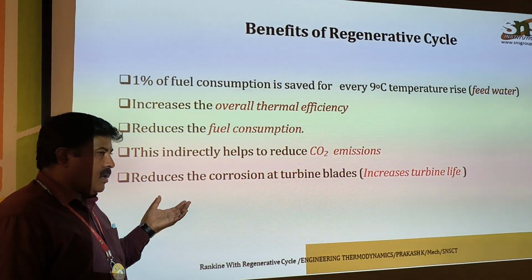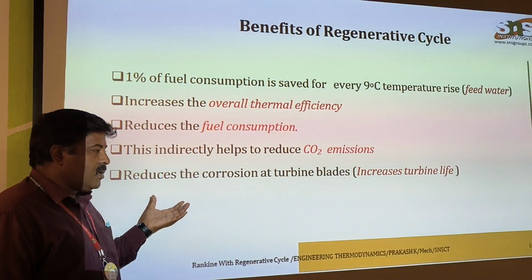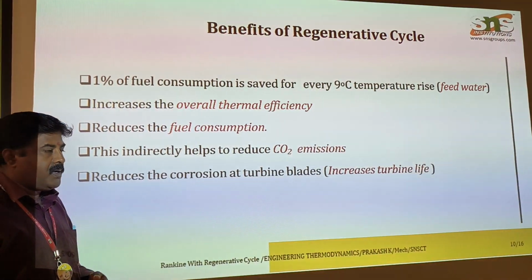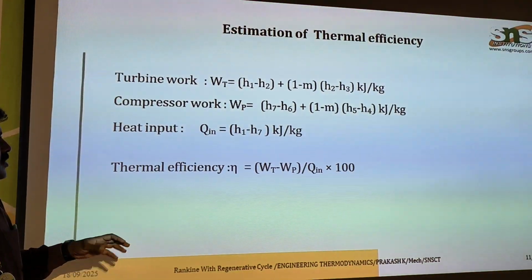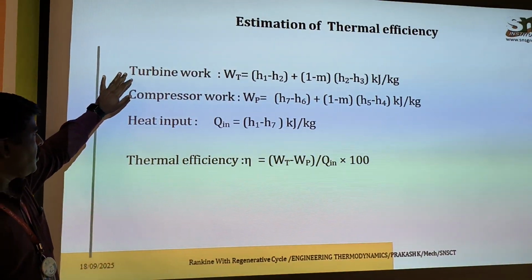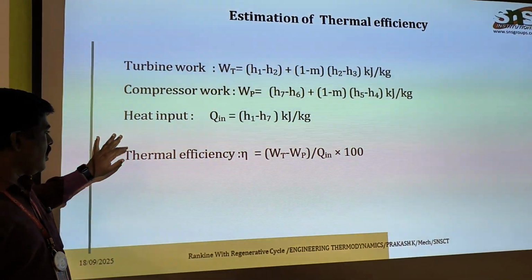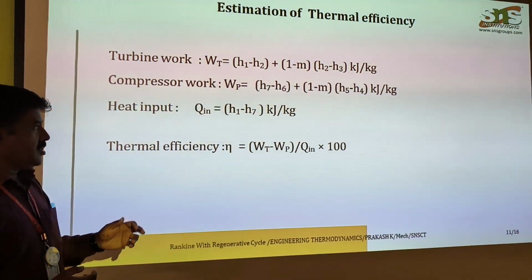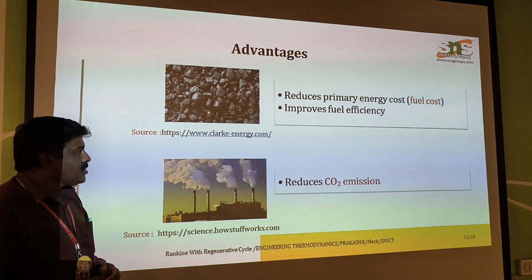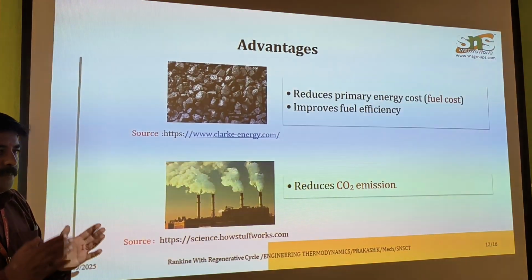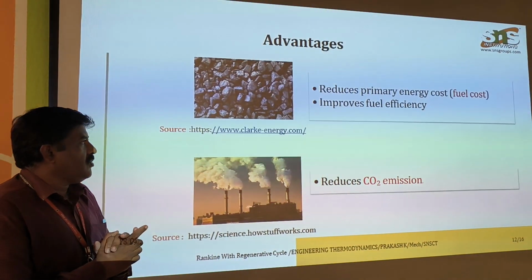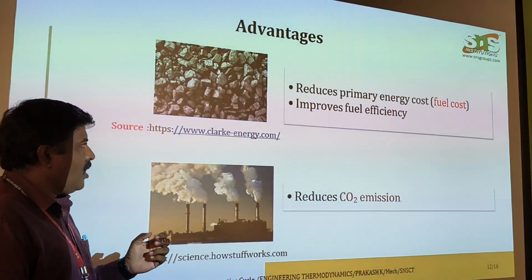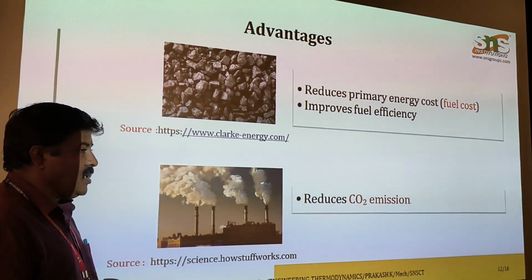And then as the water is getting heated, the corrosion of the turbine blades will not take place. So it increases turbine life. These are some of the things. And we can calculate the turbine work, compressor work, heat input and thermal efficiency based on the enthalpy in the various stages. And some advantages are, the primary fuel which we are using is coal, so this fuel cost is reduced, and then the fuel efficiency is increased.